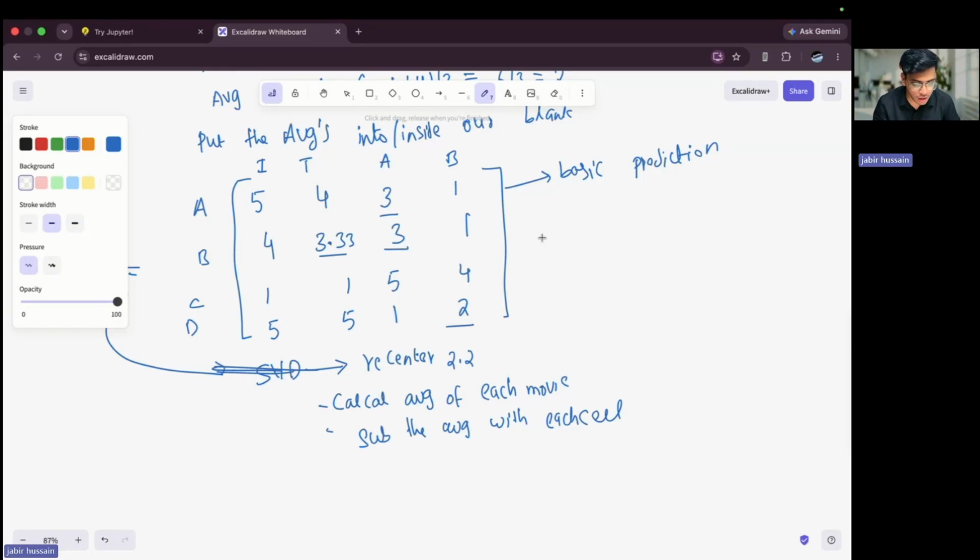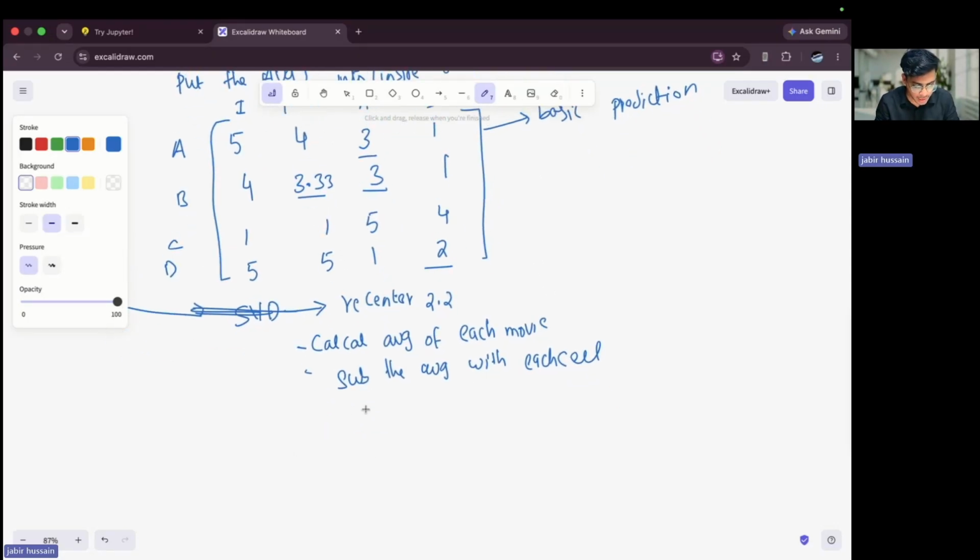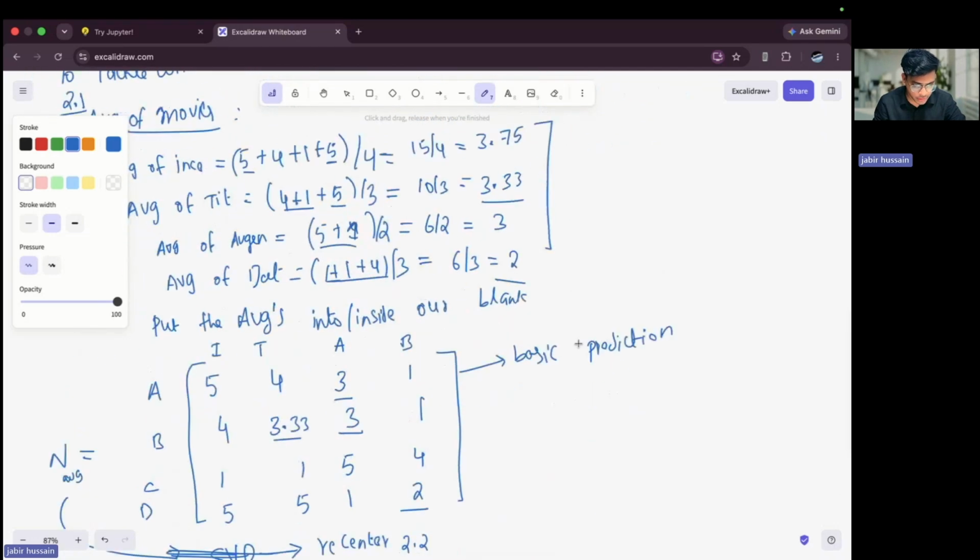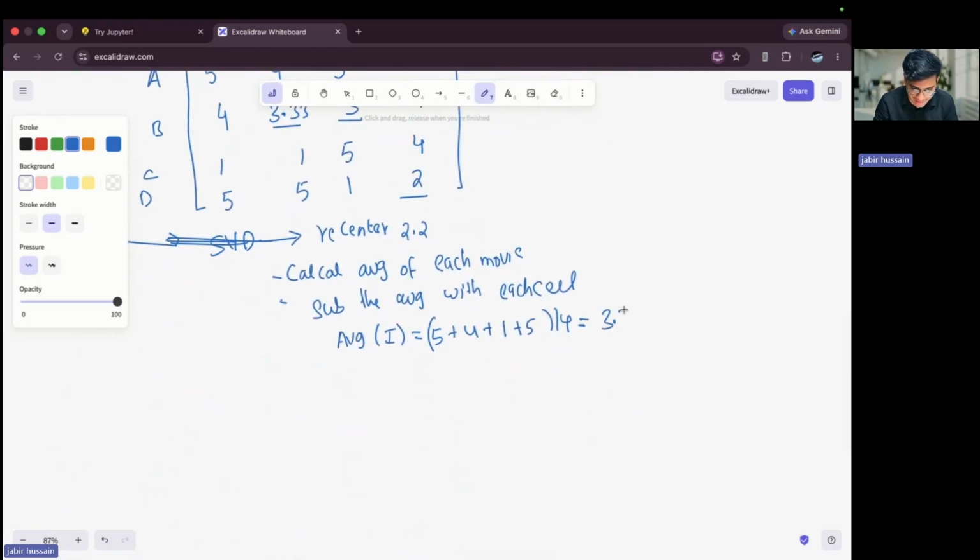So let's find the average of Inception now. The average of Inception is equal to 5 plus 4 plus 1 plus 5, divided by 4, since there are 4 points. That gives us 15 divided by 4, which is 3.75.